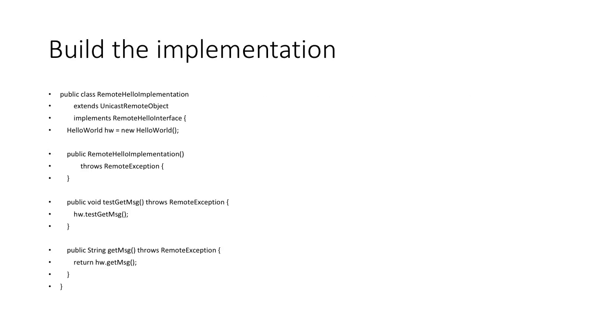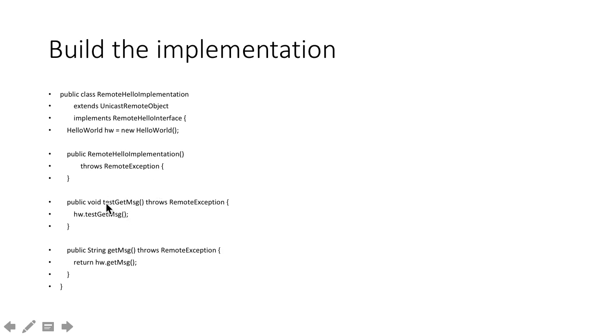And then you're going to implement the interface by subclassing the unicast remote object. This will enable you to invoke this remotely. The hello world instance, the POJO, has a compositional, or has a, relationship with the unicast remote object. And so what it does is method forward to the local object on the remote host.